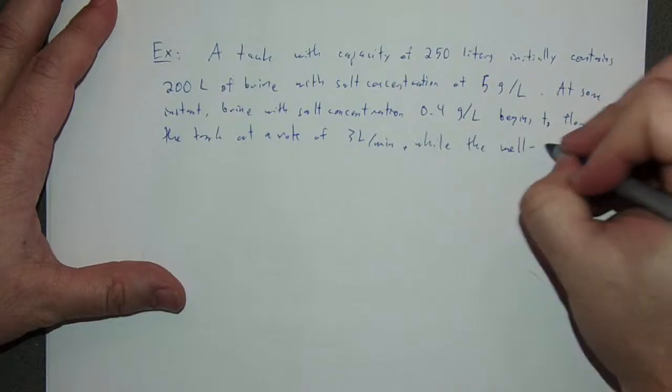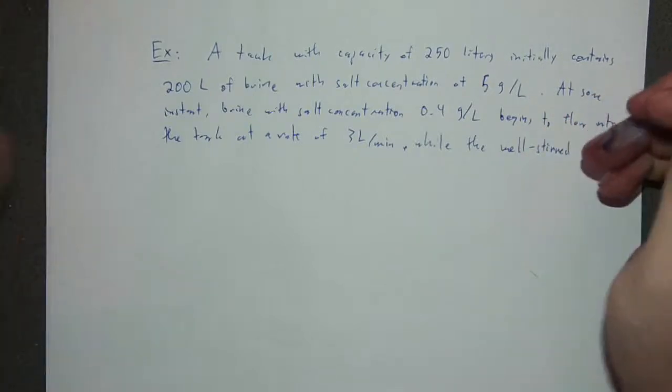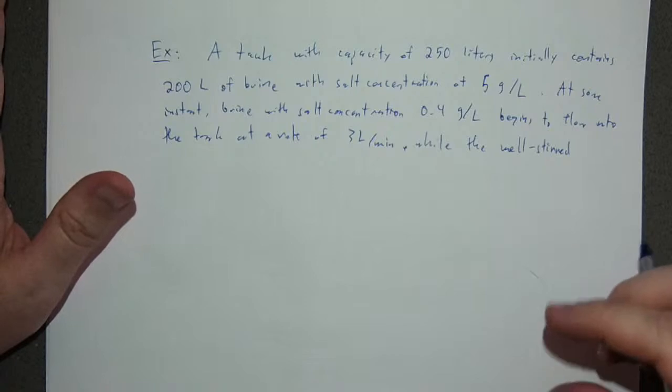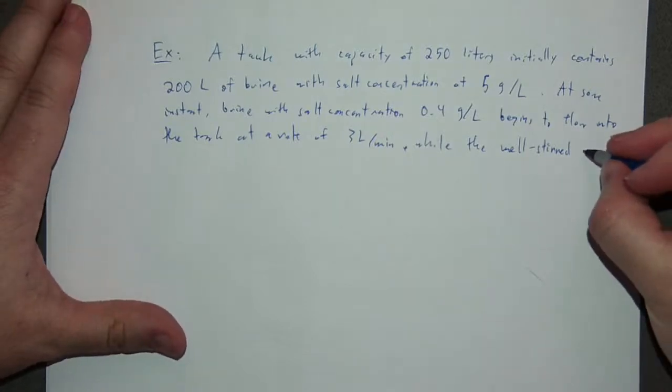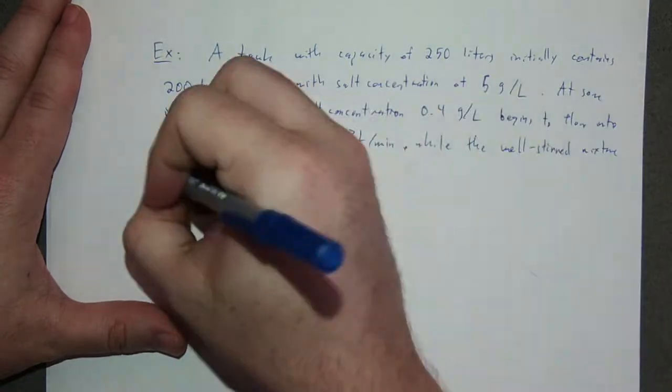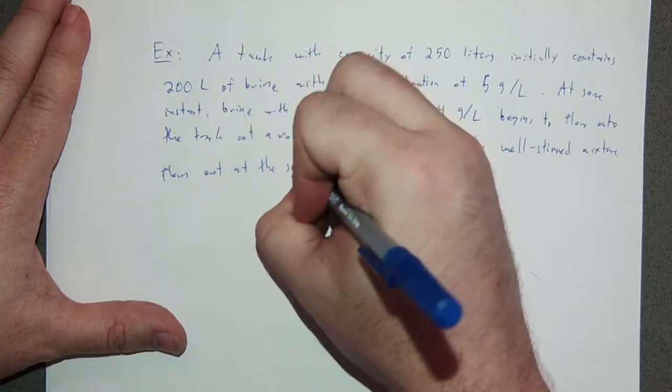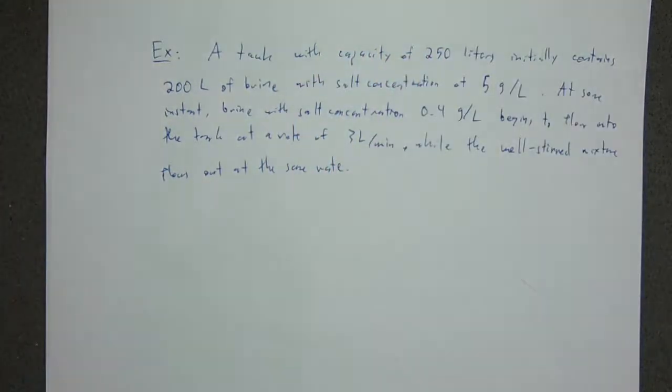This well-stirred assumption means that we have some uniform distribution of this thing, and it's not all settling at some point in the tank, so that then we would have to take other things into account. It'd be a more complicated problem. But if it's well mixed, then I don't have to make any of those assumptions. So this well-stirred mixture flows out at the same rate.